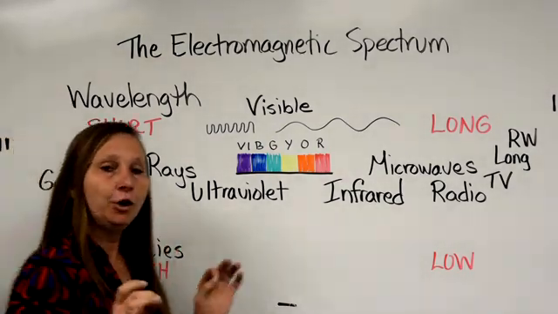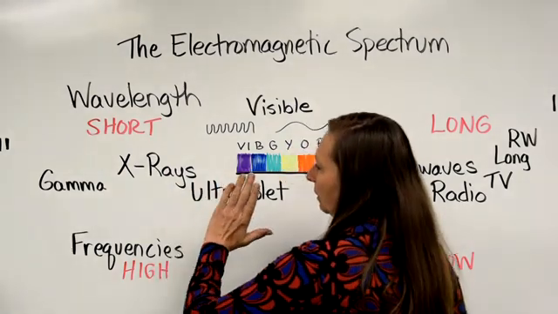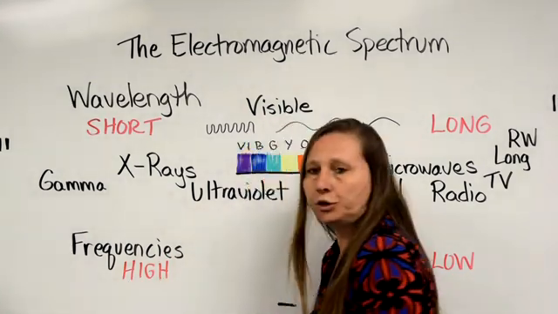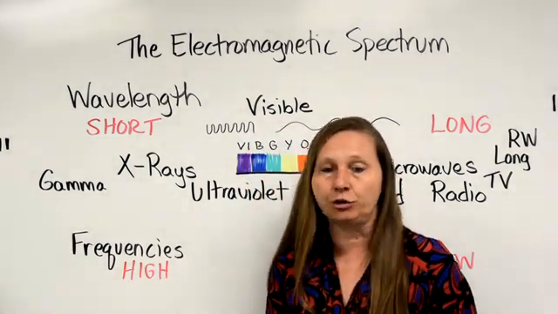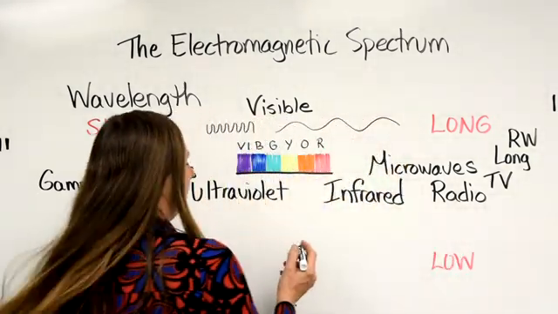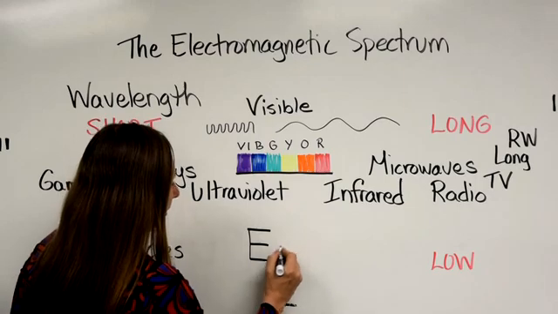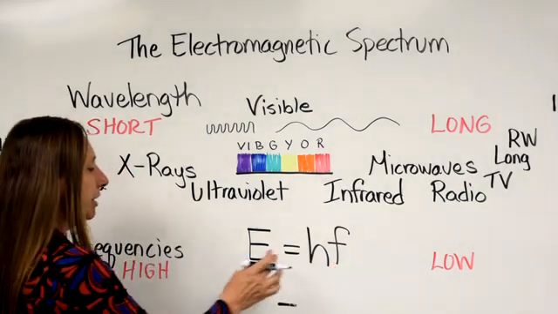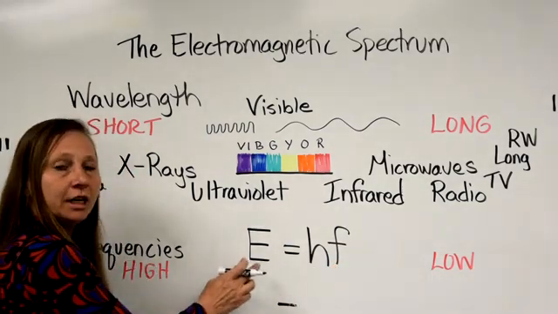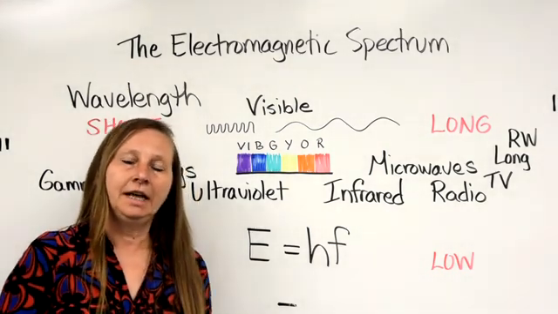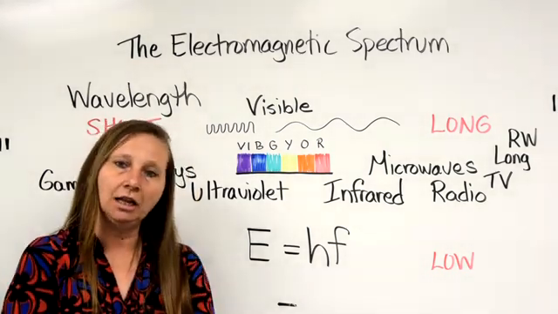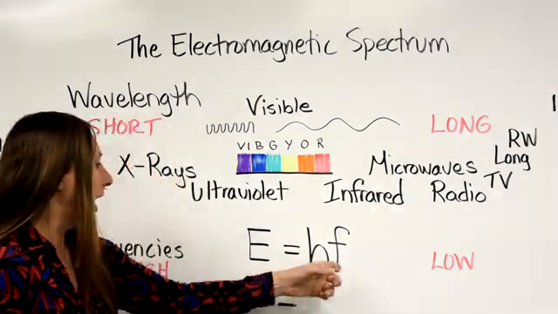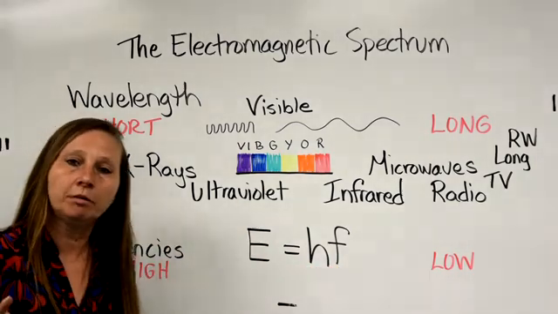Now, I said earlier that the light on this side, the high frequency light, is generally considered the dangerous light because of this equation, energy equals Planck's constant times frequency. High frequency means high energy. When high energy light strikes an object, it can damage the object, whether it's a cell in your skin, or a molecule up in the sky. High frequency, high energy light can break apart molecules.